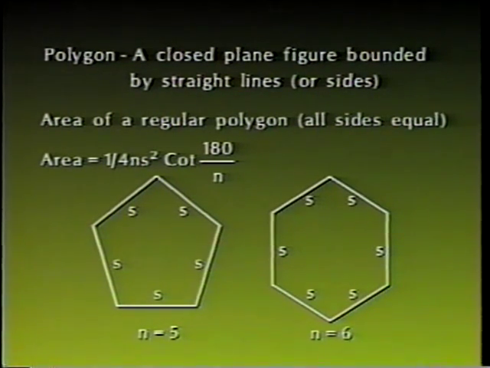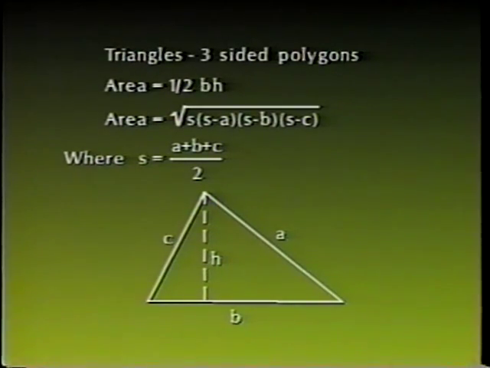Here are two more examples of a regular polygon, all sides equal. Same formula. Here we have a triangle, which is a three-sided polygon. The area of a triangle is 1/2 base times the height.